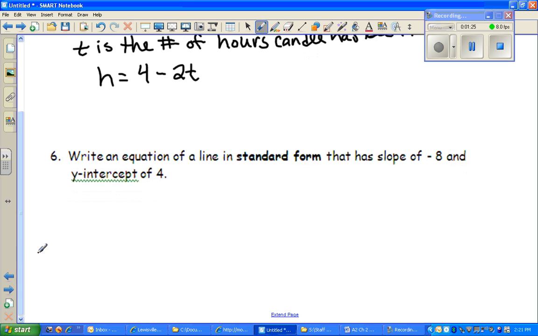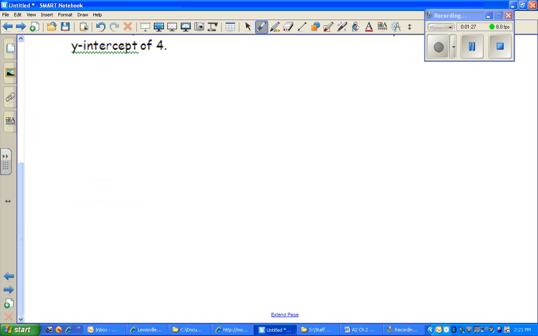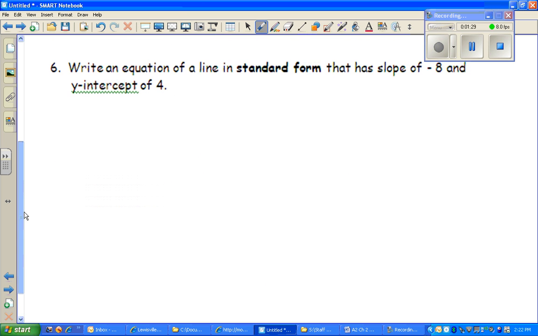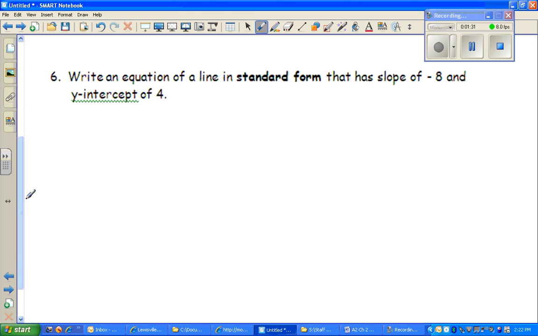For number 6, write an equation of a line in standard form that has a slope of -8 and a y-intercept of 4. Standard form is bolded here, so you remember that has to be in the form of ax plus by equals c. And a, b, and c all have to be whole numbers, and they have to be in that order. So currently they gave me the slope and they gave me the y-intercept. This is m and this is b.